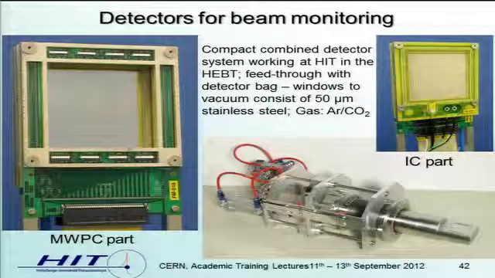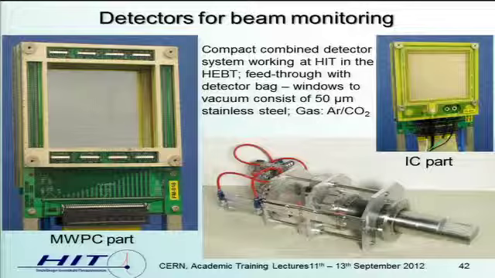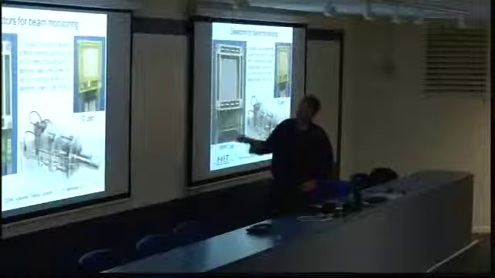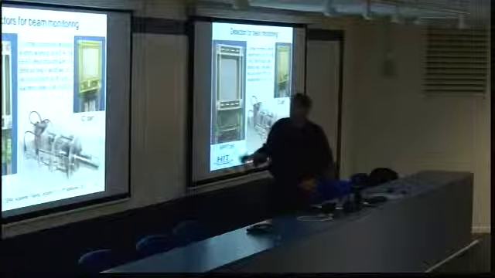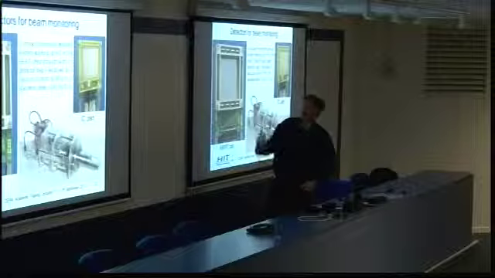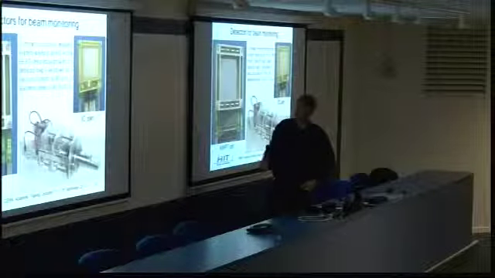We have feed-throughs which we can drive into the beam lines, which have a vacuum window consisting of 50 micron stainless steel, to bring in detectors which work with gas at normal air pressure, but we use a mixture of argon and CO2 for the ionization chamber as well as for the multi-wire proportional chamber grid. So what we can do at any station is to measure the intensity, the beam position and profiles.